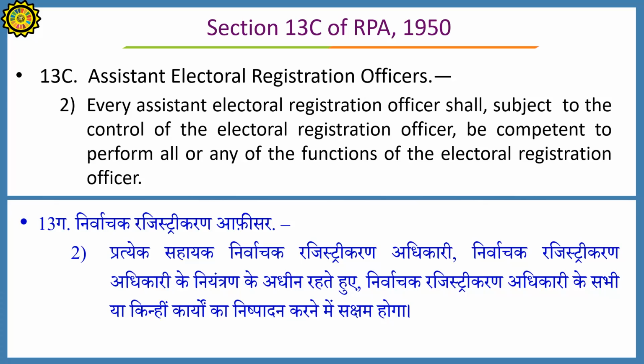Subsection 2 says every Assistant Electoral Registration Officer shall, subject to the control of the Electoral Registration Officer, be competent to perform all or any of the functions of the Electoral Registration Officer.